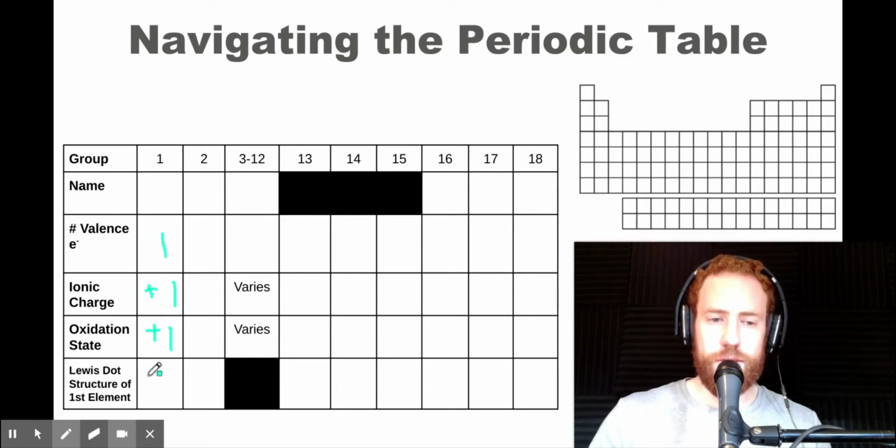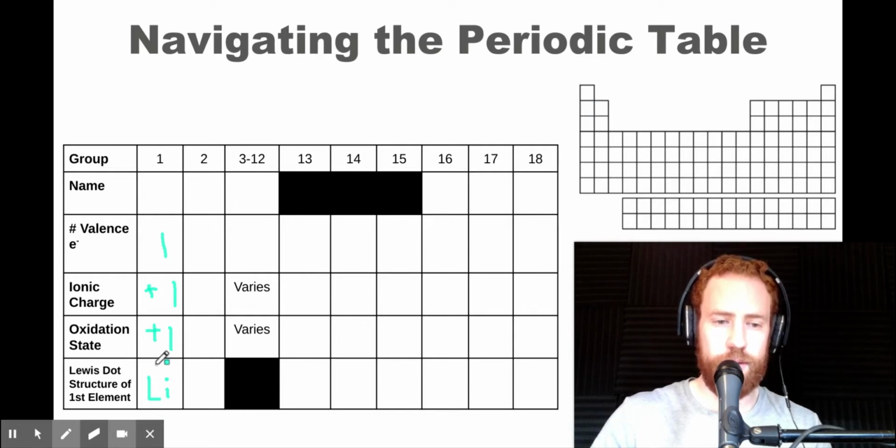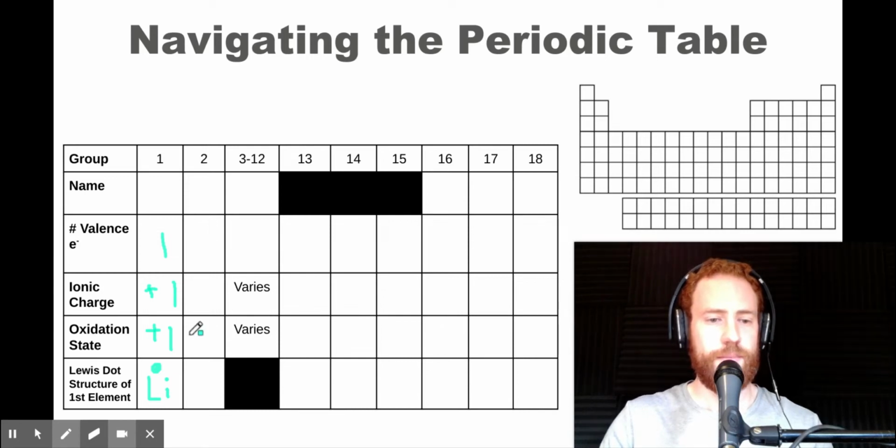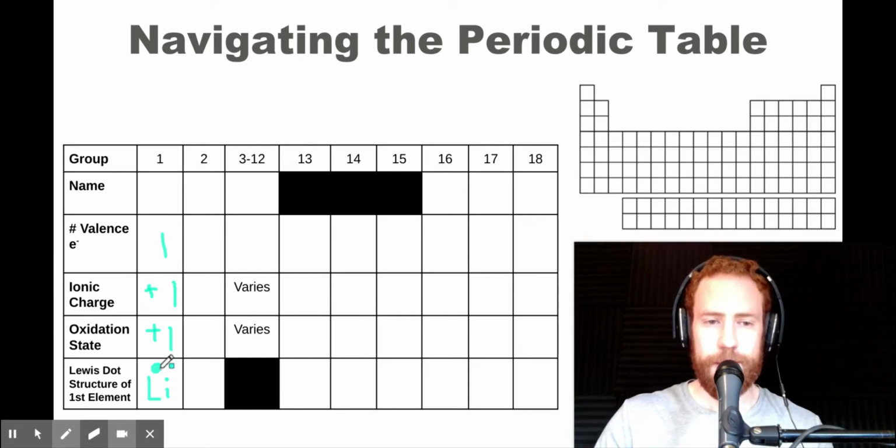Now, the Lewis dot structure of something with one valence electron, let's say lithium is an example of the top element right here in group number 1. If it has one valence electron, it's just going to be one dot. Whoa, it's a big dot. One dot at the top there.